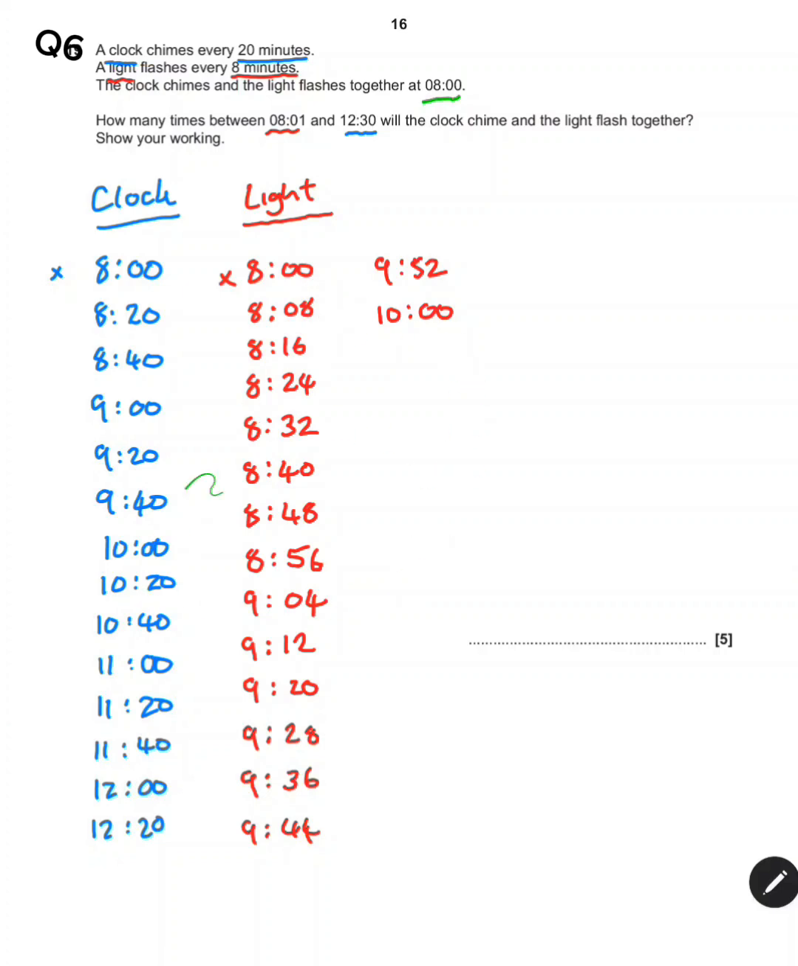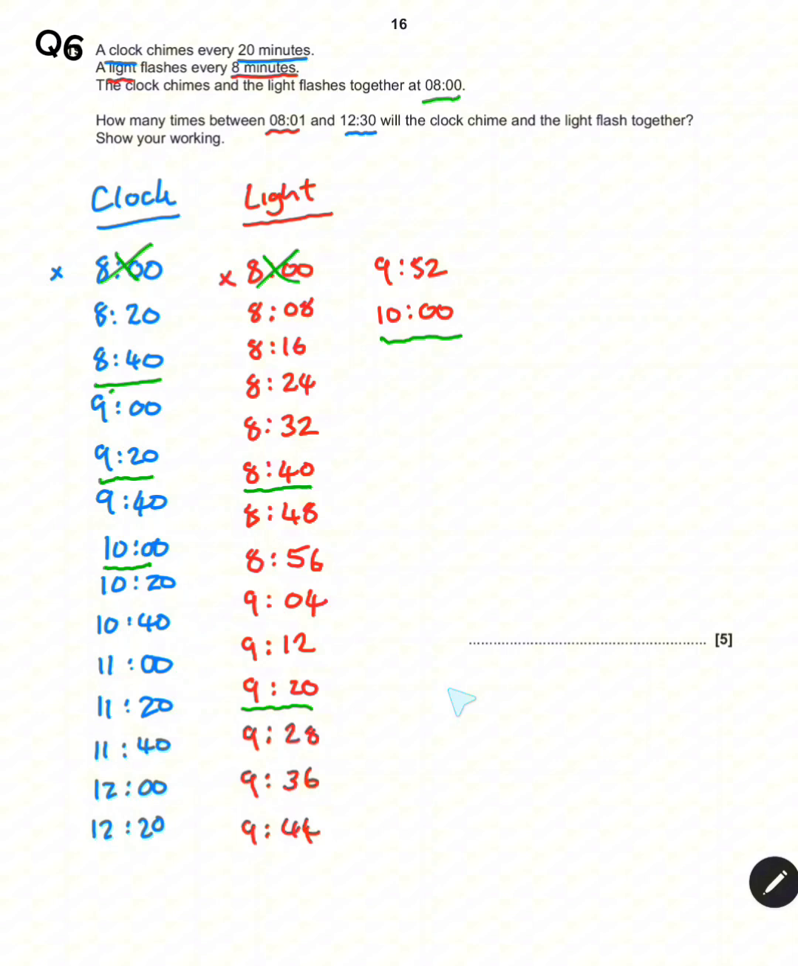So I'm going to stop here and see if I can figure out how many times they chime and flash together based on what I've written. Remember, I don't want this one because I'm meant to be starting at 8:01. So let's just find some matching times. I think 8:40 is the first matching time. Then we've got 9:20. Then we've got 10 o'clock.